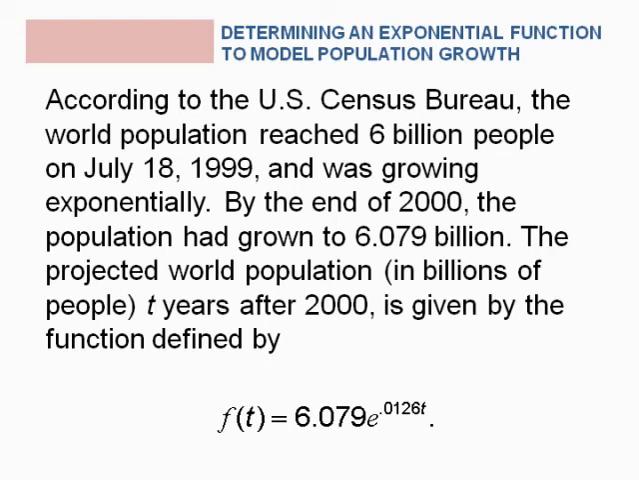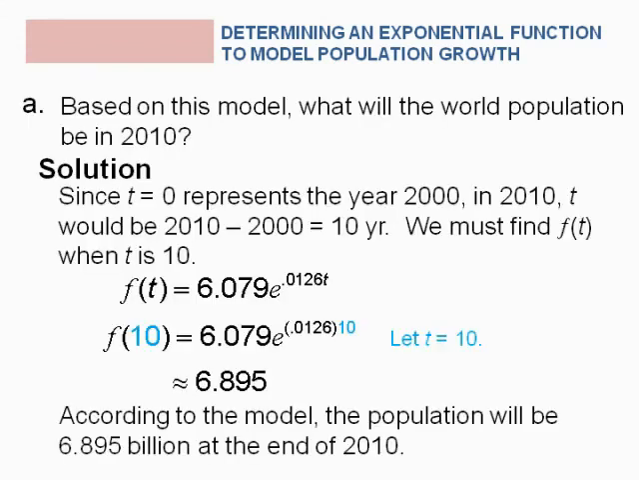All right. According to the U.S. Census Bureau, the world population reached 6 billion on July 18, 1999, and was growing exponentially. And these are usually true things in these word problems, so this is kind of interesting stuff too. By the end of 2000, the population had grown to 6.079 billion. The projected world population in billions of people T years after 2000 is given by this function. So 6.079 e to the 0.0126 t power. Based on the model, what will the world population be in 2010?